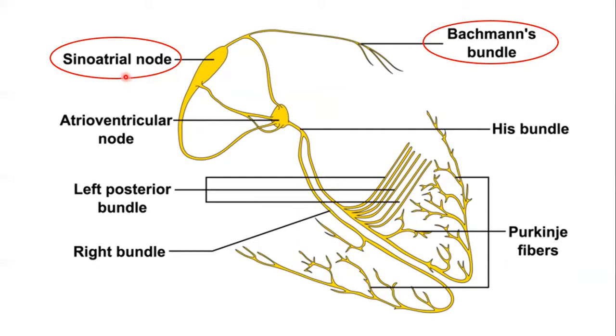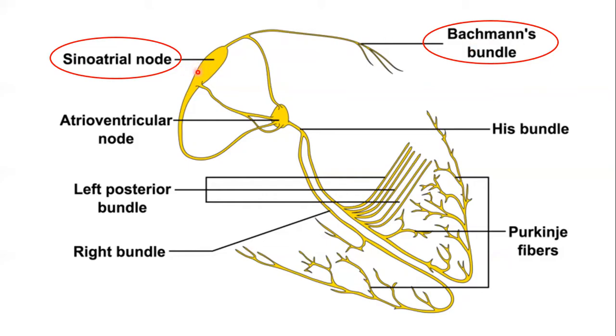So the SA node, as you can see here, these nerves are present in the right atrium. So it regulates the right atrium, and the SA node is basically present in the outer layer of the right atrium, but it also controls the left atrium. It controls the left atrium through a nerve bundle known as Bachmann's bundle. So the SA node also controls the contraction or the activity of the left atrium with the help of this nerve fiber known as Bachmann's bundle.